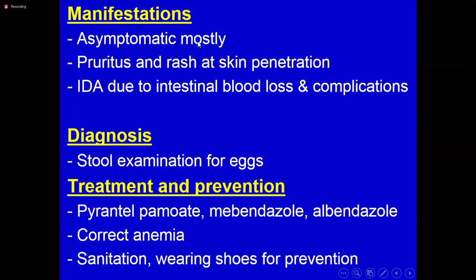Manifestations: pruritus, skin rash due to the penetration of the filariform larvae through the skin, iron deficiency anemia, and the complications of the anemia. Diagnosis: a stool examination for the eggs, which have 4 to 8 cells. Again, treatment and prevention: pyrantel, mebendazole, albendazole. You have to correct the anemia. And good sanitation can prevent the infestation of the worm, and do not walk barefoot because it can penetrate the skin through the feet.